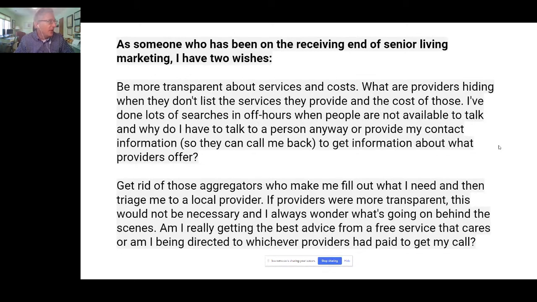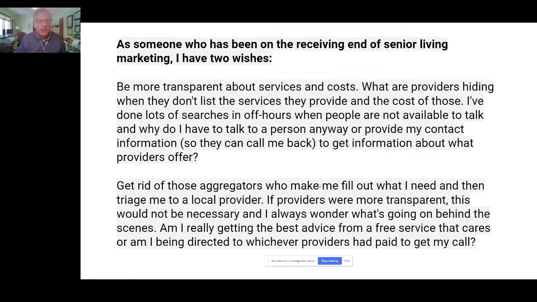What are providers hiding when they don't list the services they provide and the costs of those? I've done lots of searches in off hours when people are not available to talk. And why do I have to talk to a person and provide my contact information to get information about what providers offer? So that's something to just stick in the back of your mind. This is a real life consumer.